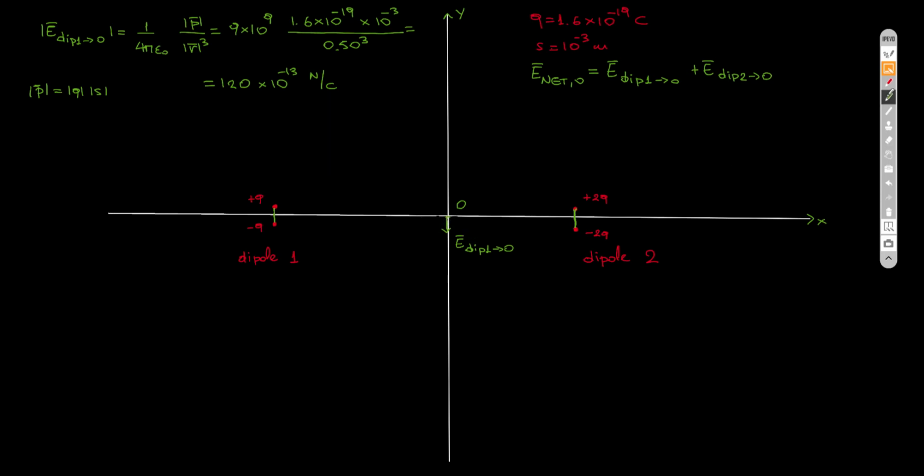Now I'll do the same thing. Oh no, I'm not done yet. Now that I have the number and the direction, this direction is the negative y direction. So the vector E from dipole 1 to the observation location is going to be 0, minus 120 times 10 to the minus 13, 0 newtons per coulomb. And now I will do the same thing for dipole 2.